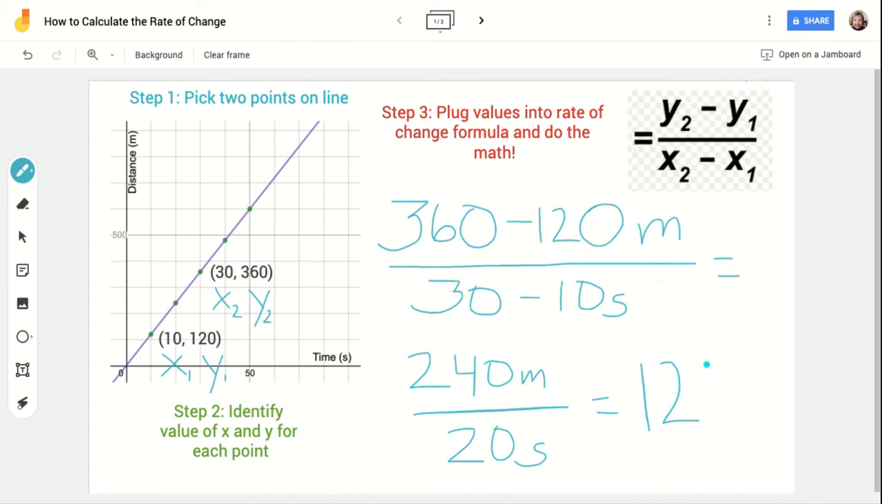And then the unit for distance divided by the unit for time gives us our unit for speed or velocity, 12 meters per second. So the object that produced the data that made this graph was traveling at a rate of 12 meters per second. That was its speed. Every second, its position changed by 12 meters.